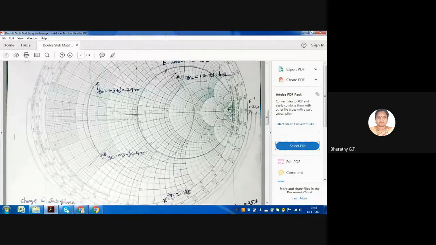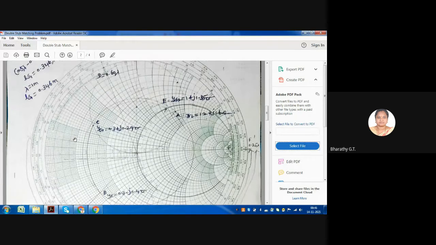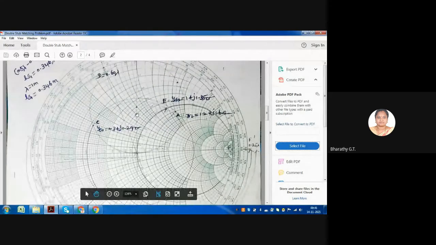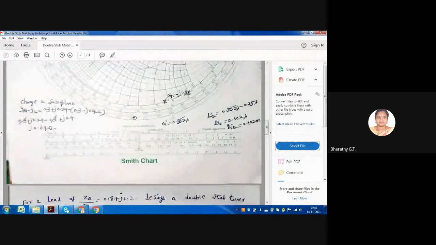So இப்போ நம்ம இதுக்கு முன்னாடி ப்ரீவியஸா சால்வ் பண்ண டபுள் ஸ்டப் மேட்சிங் ப்ராப்ளம்ல we have, since the distance between the stub is given as lambda by 8, you have to draw the G circle here at the top. Okay, so G circle வரையறதுக்கு முன்னாடி what you have to do is இந்த ஸ்மித் சார்ட்ல இந்த இடத்துல சென்டர்னு சொல்லி ஒரு லைன் கொடுத்துருக்காங்க இல்லையா, சென்டர். Can you see it?